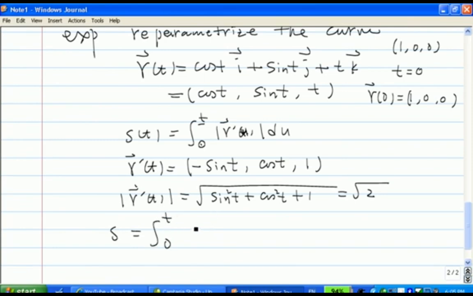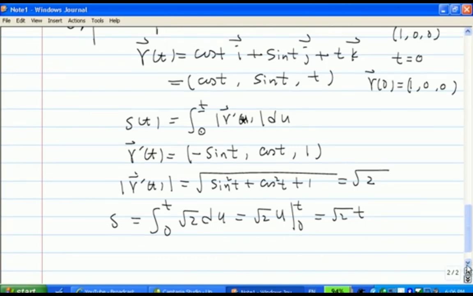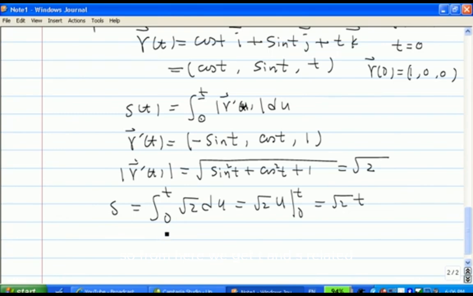I substitute r prime u by this derivative, which is square root of 2. Then du gives you square root of 2 u, evaluated from 0 to t. Replace u by t, it gives you square root of 2 t. Subtract, replace u by 0, it gives you 0. So from here we get t and s related: t is equal to s over square root of 2.